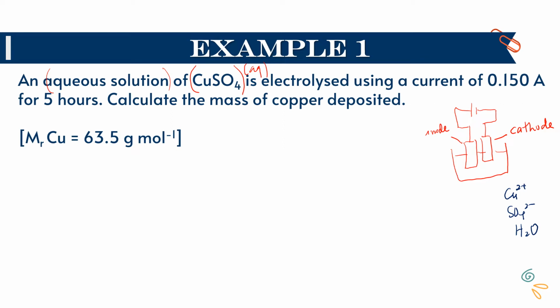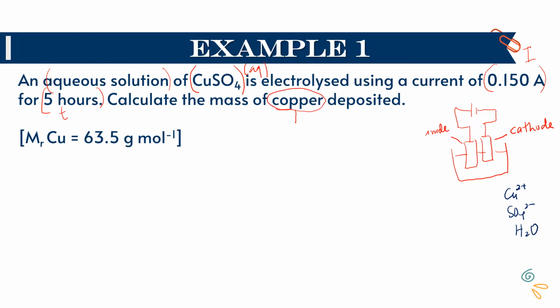Okay, now. So, dekat sini, kita baca balik kita punya soalan tadi. Dia bagi dekat sini current. So, ingat current is your I. And then, given the time. So, ingat dekat sini, the time is 5 hours. So, kita punya equation Q equals to IT, it must be in second. Soalan minta apa? Soalan minta calculate the mass of copper deposited.